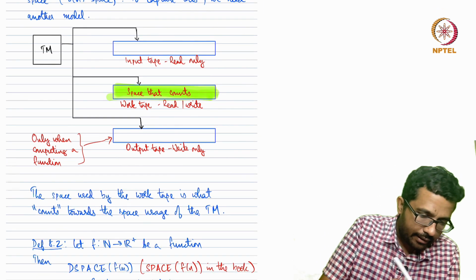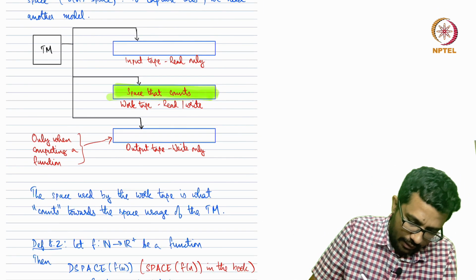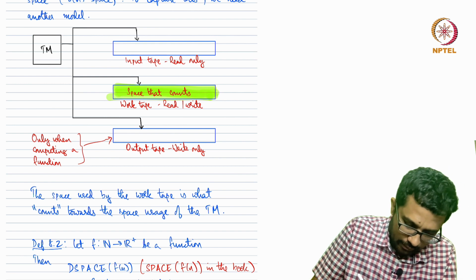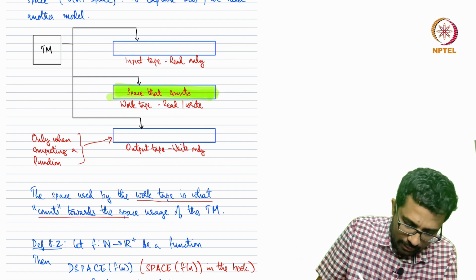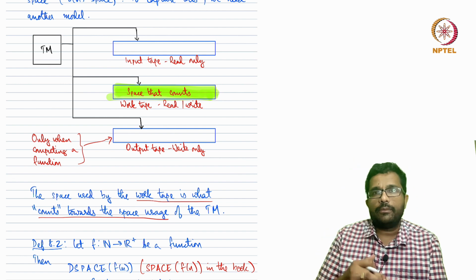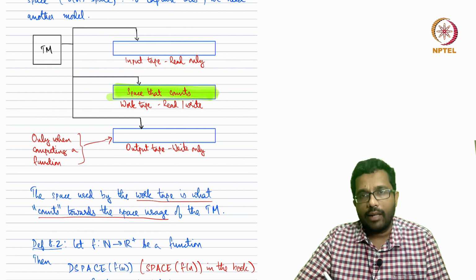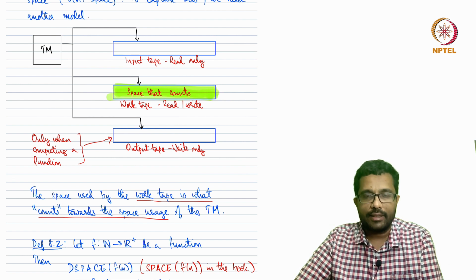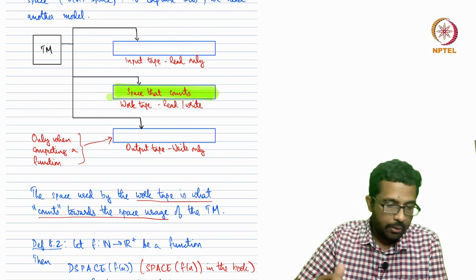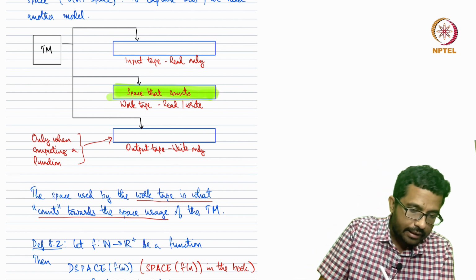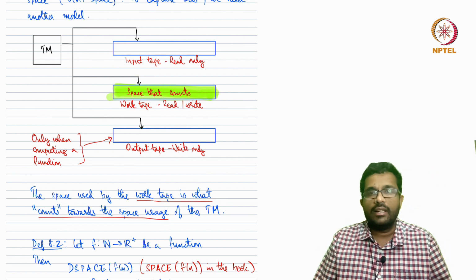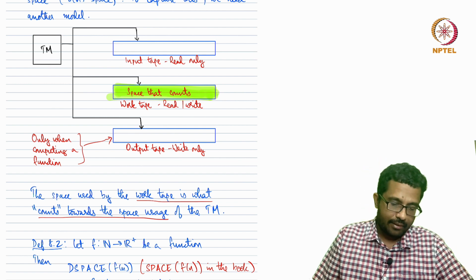So maybe I'll just write that here. Space used by the work tape. Space used by the work tape is what counts towards the space usage. Okay. So now the definition is clear. We have an input tape which is read-only, a work tape which is read-write, and an output tape if necessary, if we are computing a function, right? And the space usage is the space used in the work tape. So now it is clearly possible to use, let's say, log n space in the work tape, right? It need not be as big as n. In fact, we'll see examples where we use less than order n space, right?